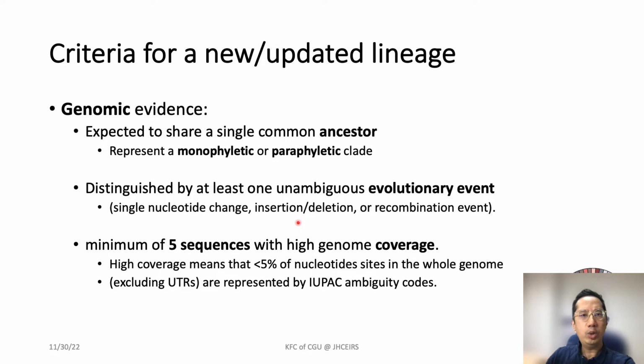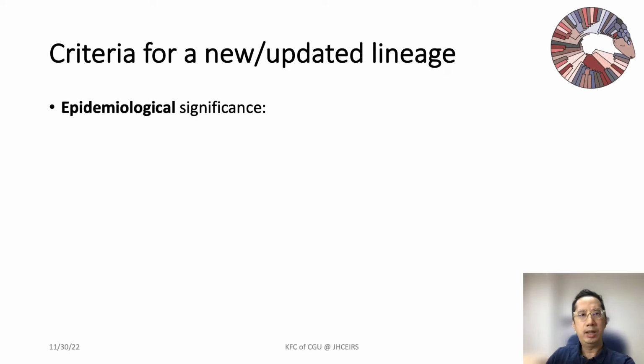They also have to have at least 5 sequences with high genome coverage to show that they share the same parent lineage. Another important feature of the PangoLEARN system is that they also have the ability to use epidemiological significance to assign new or update lineages.